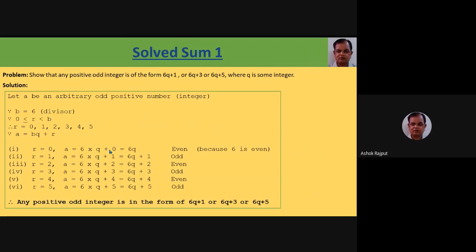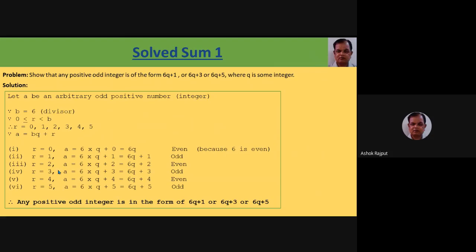Then a equals 6q plus 0, so a equals only 6q, because 0 means nothing. We see 6q is an even number because 6 is even. Why is 6 even? Because it is 2 into 3. If we multiply any number by an even number, the result will be even. So it is an even number. Now the remainder is 1, so it is 6q plus 1. Here 6q is even, but 1 is odd, so the sum will be odd.